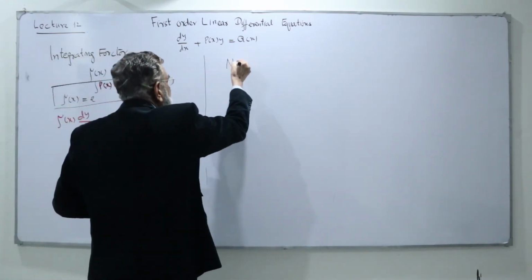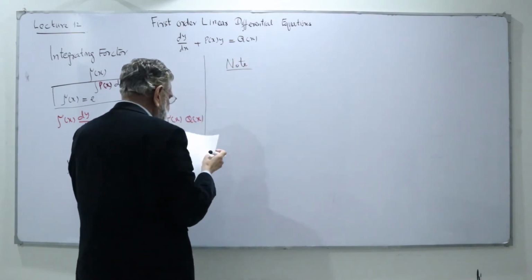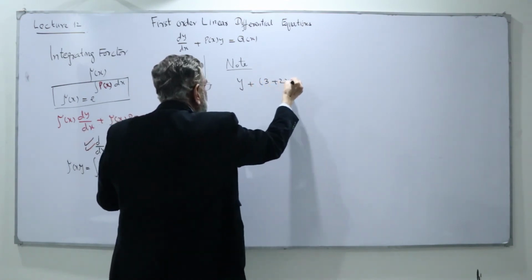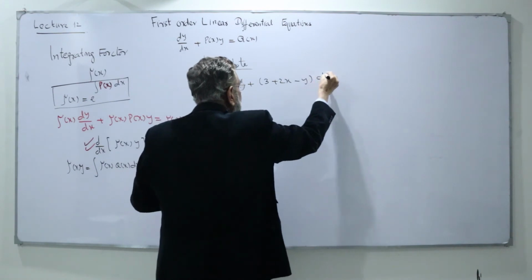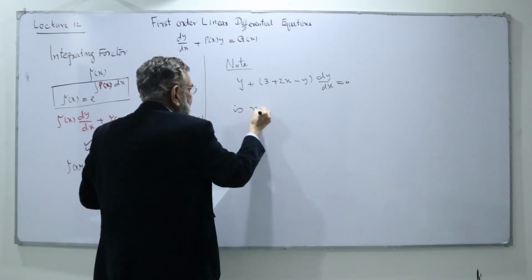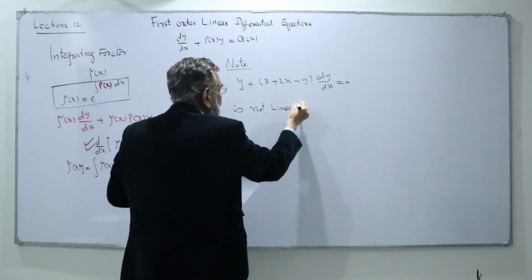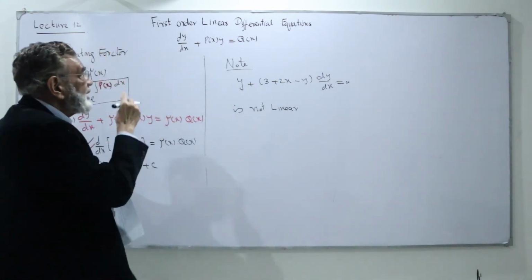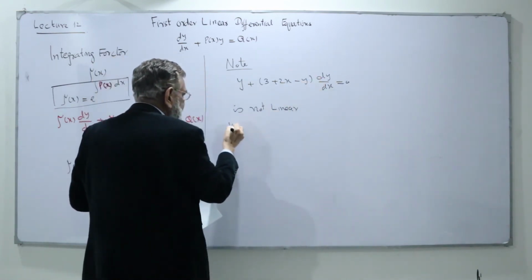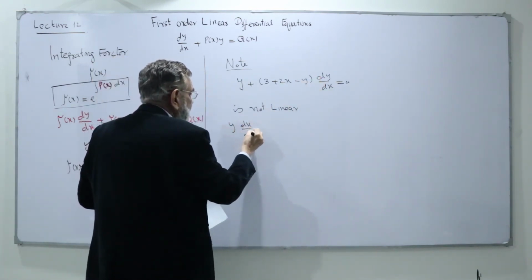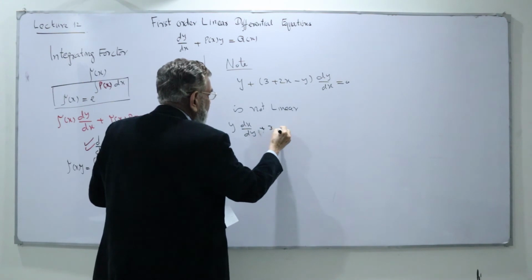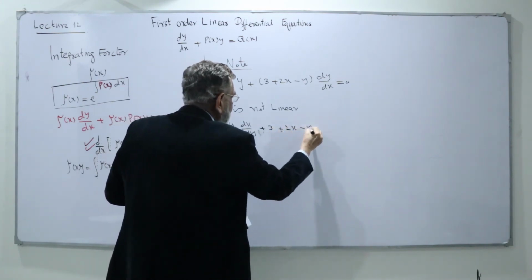We want to solve this differential equation by the method of exact differential equation. The equation given to me is y plus 3 plus 2x minus y into dy by dx is equal to 0. But it's not exact, and it's not linear, because here y is repeating. So if we want to apply the linear differential equation, we make it linear in x. We multiply by dx by dy, so we get y dx by dy plus 3 plus 2x minus y equal to 0.